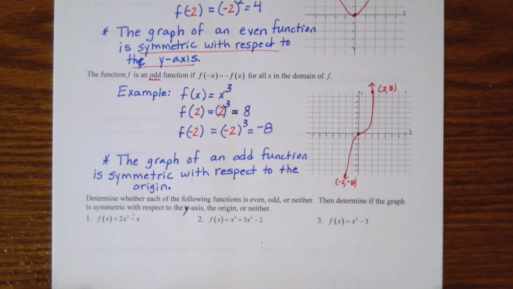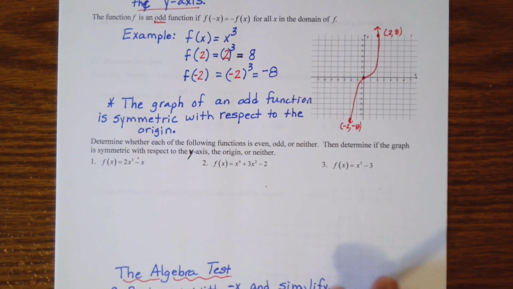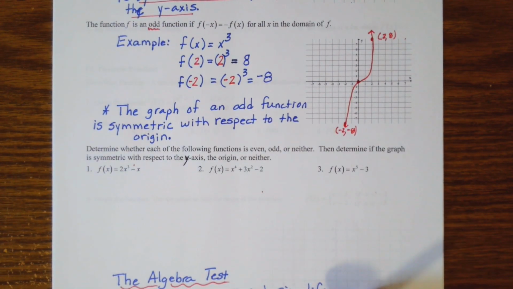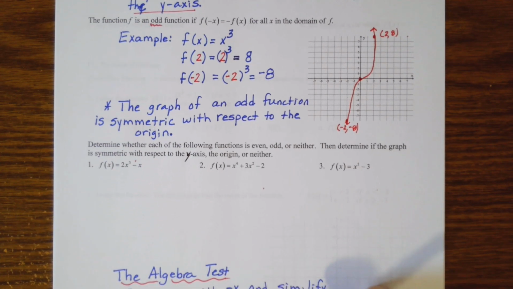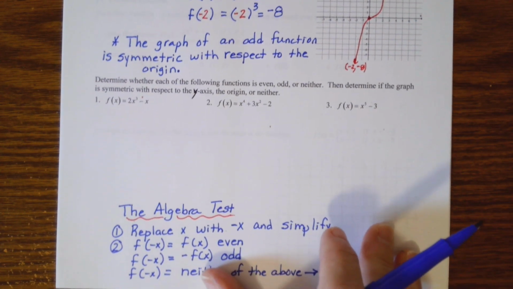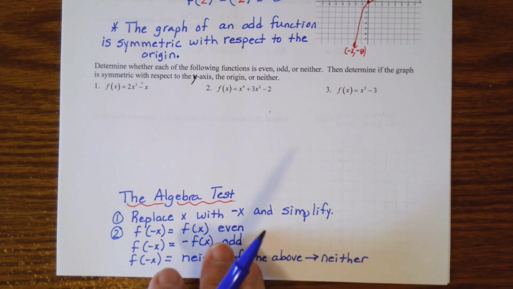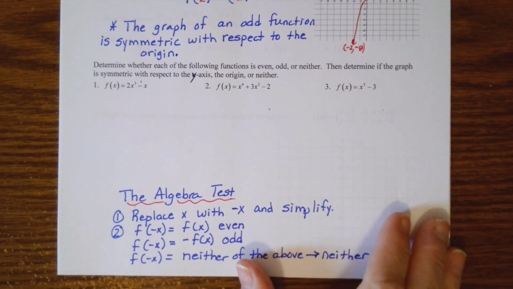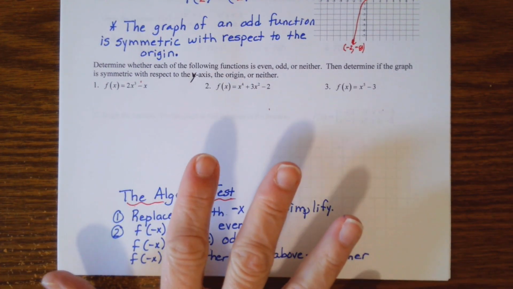You have to remember that mathematicians didn't have the technology that we have. So instead of having to draw all of these out, they came up with something that's called the algebra test, so they didn't have to draw these. These mathematicians had to draw every type of function, and they had to find some patterns. And so that's why this was discovered.